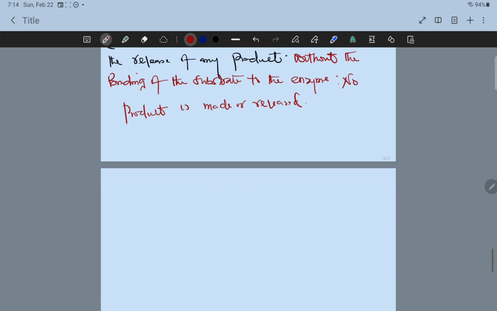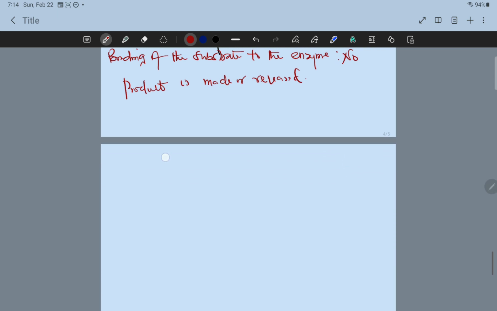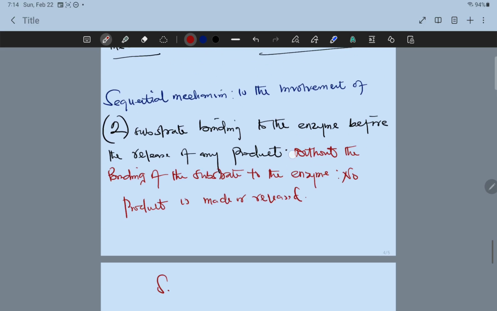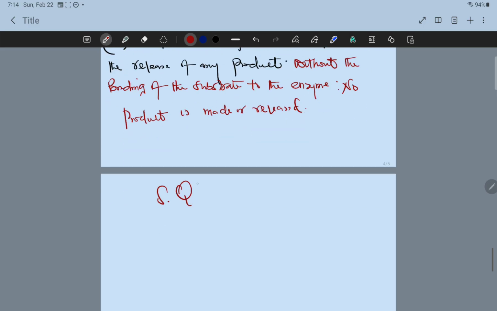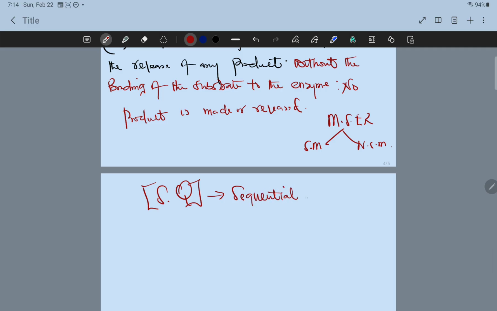So two categories exist under sequential mechanism. Did you see that? Two categories exist under sequential mechanism. Remember, from multi-substrate enzyme reaction, we have sequential mechanism and the what? Non-sequential mechanism. So two categories exist in the sequential mechanism. Let's write that out. Sequential mechanism. Is that okay? Two categories exist here.